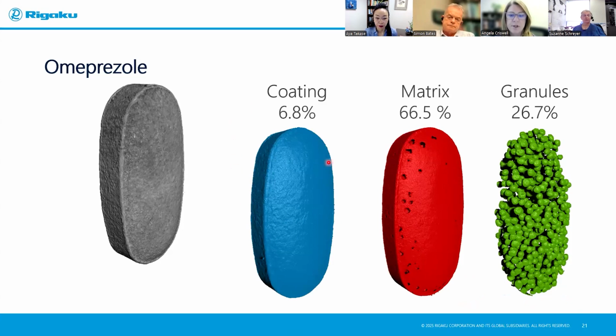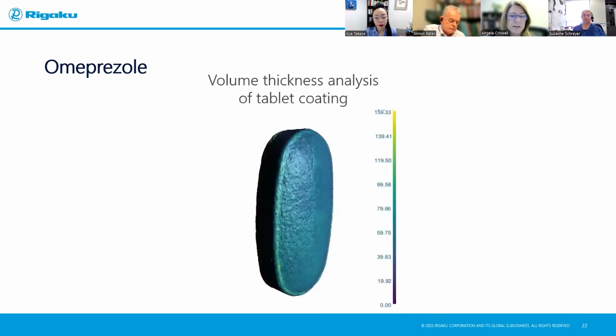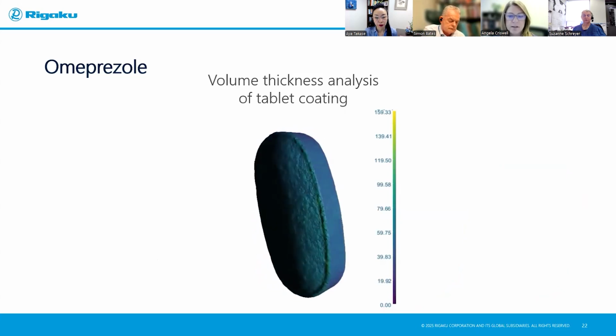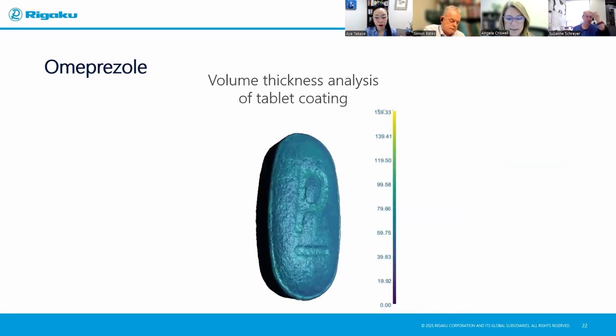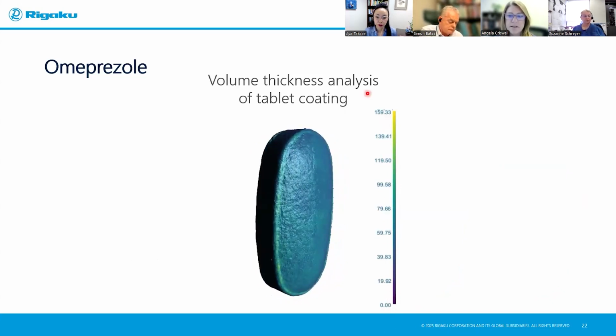So for example, the coating is 6.8% of the tablet, the matrix is over 66%, and granules right around 27%. So then you can ask questions, for example, I would like to understand the thickness of the tablet coating. So we can calculate the thickness, and then we get this color-coded heat map that tells us the largest thickness is around 159, and we can highlight those as a sort of yellow color, and things in between as they get thinner, they're green to blue to purple.